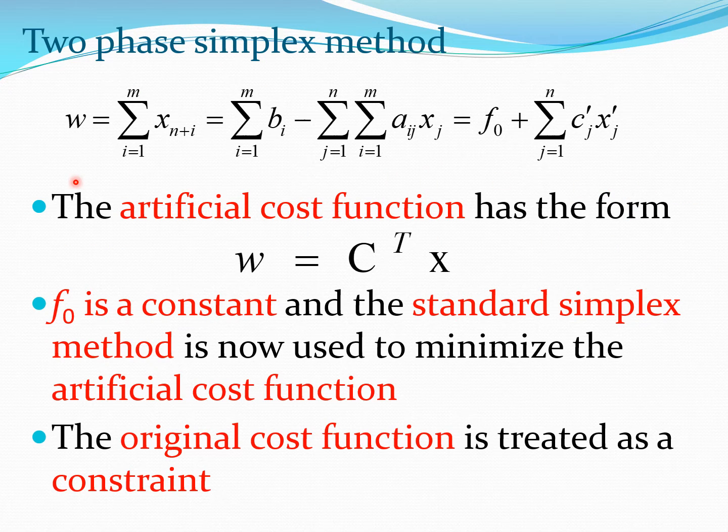Again, rewriting this equation here for completeness, we now have this new cost function w as f0 plus this sigma term. Now of course f0 is a constant term, so it is not going to play a role in the minimization. Therefore the cost function which we now have, w, can be written as c^T x, which is c transpose x, just a way of writing this summation j is 1 to n. Now f0 is a constant, and therefore the standard simplex method can now be used to minimize this cost function w, and the starting cost function, which was the f, is treated as a constraint here.